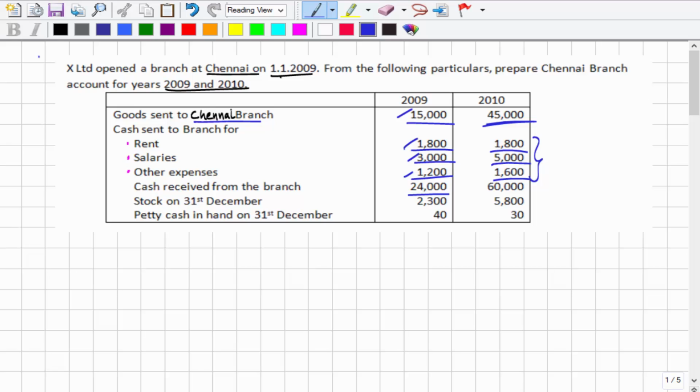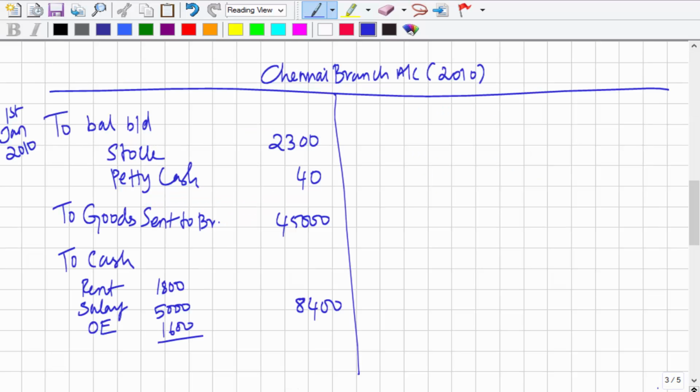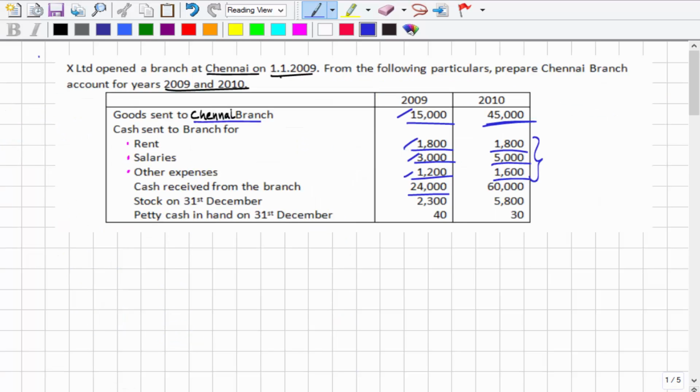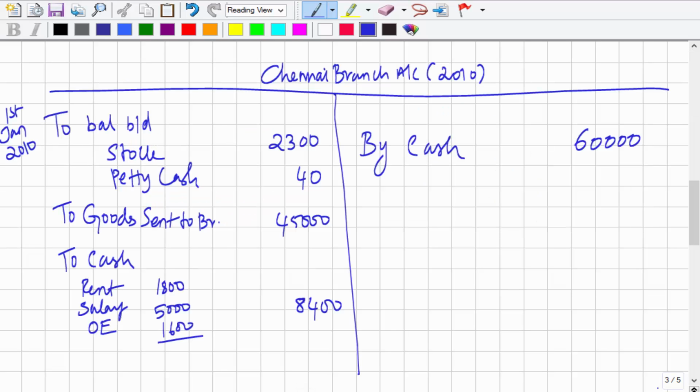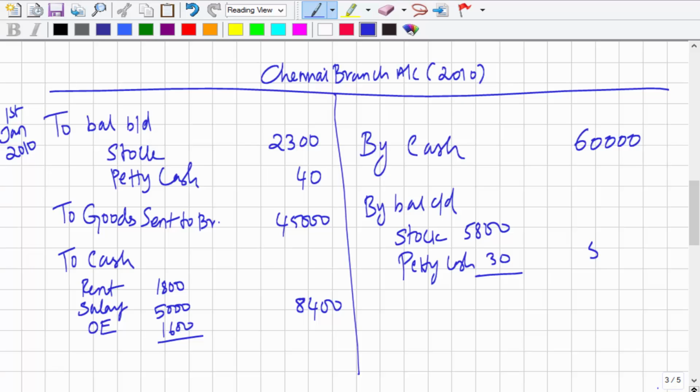Any other item? Cash received from the branch is 60,000. So we'll say by cash, received from the branch, 60,000. Next, we have the stock position on 31st December and the petty cash position, 5,830. So we'll write by balance carried down. One is stock, which is 5,800. The other one is petty cash, and it is 30. So it is 5,830. Fine.